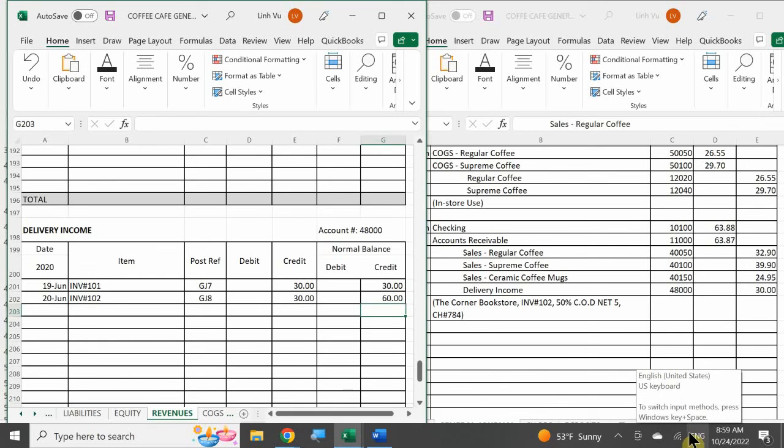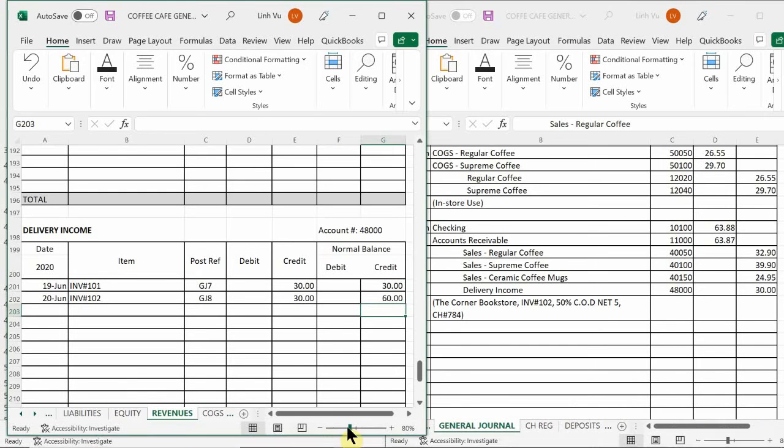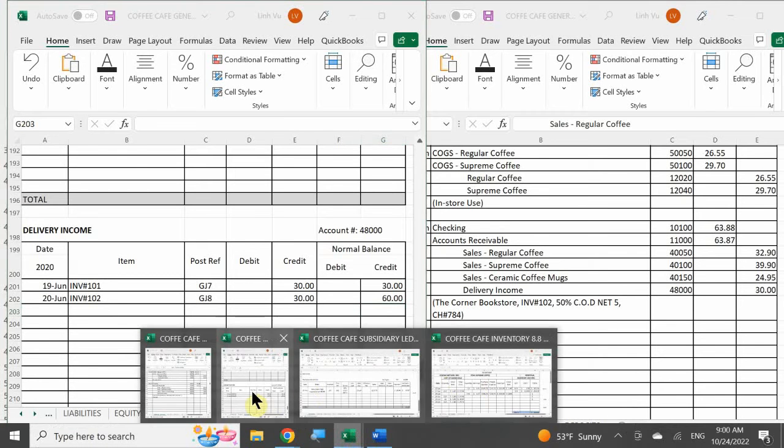Okay, so now that we finished the journal, the ledger, and the subsidiary ledger, what else are we missing? We notated in the checking. Did we do the deposit? No, we did not do that yet. Okay, so deposit.